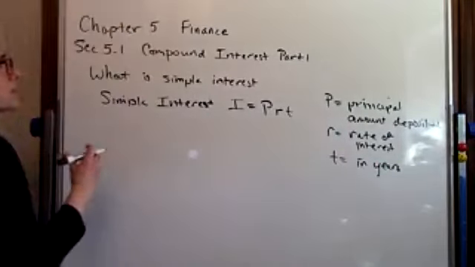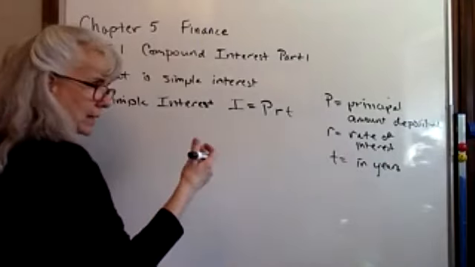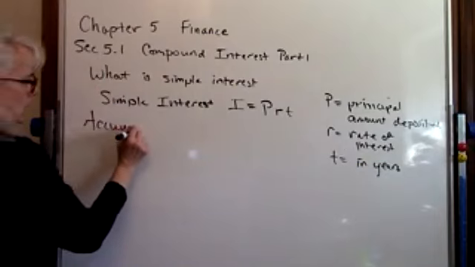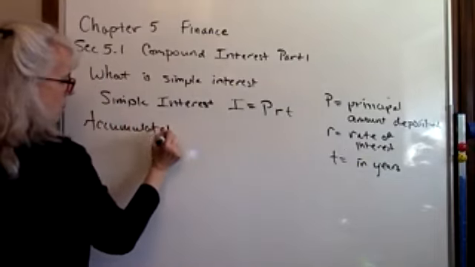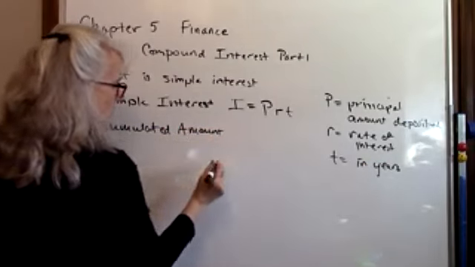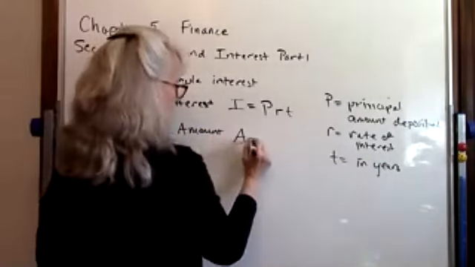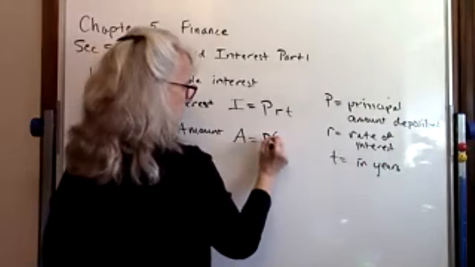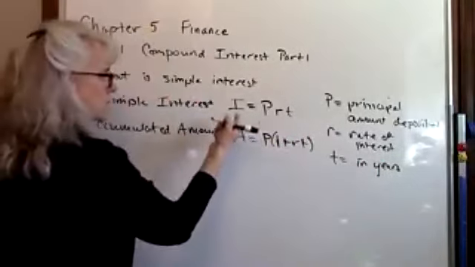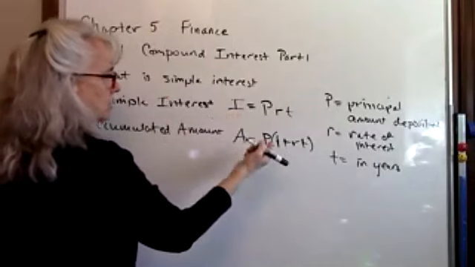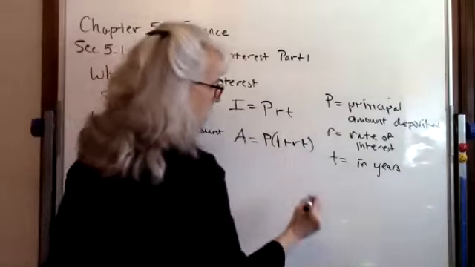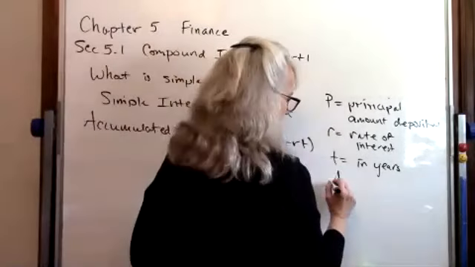And if you want to find the total amount of money in the account, you look at the accumulated amount. That formula would be A for the accumulated amount equals P, still the principal, times 1 plus R times T. This takes the interest, which is the PRT, plus the initial principal, and adds it on. So A is the accumulated amount, or the amount at the end.